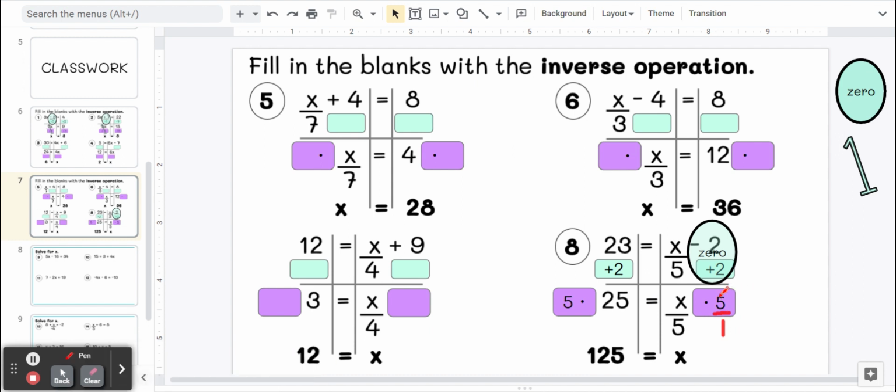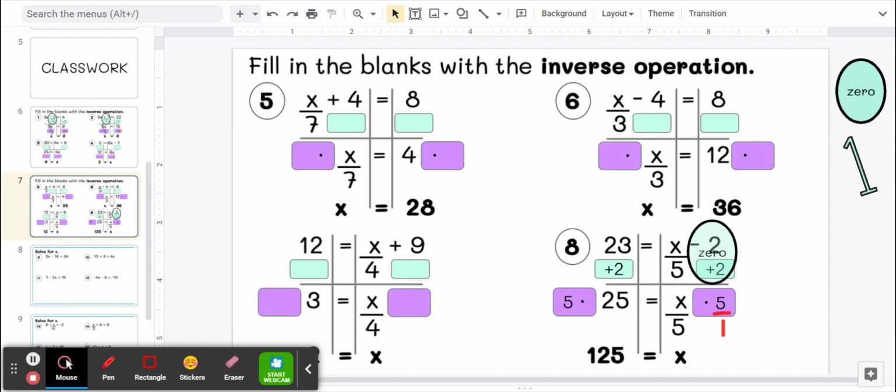So 5 fifths, let's go back to my arrow. 5 fifths is 1 whole. I'm going to maybe adjust that way. So if you need to spin these, you can click on this little circle here. 5 fifths is equal to 1, and 1x is the same as just x. And then over here, 5 times 25. Ooh, I can think of quarters. If I have 5 quarters, I have 125 cents. So x is worth 125.